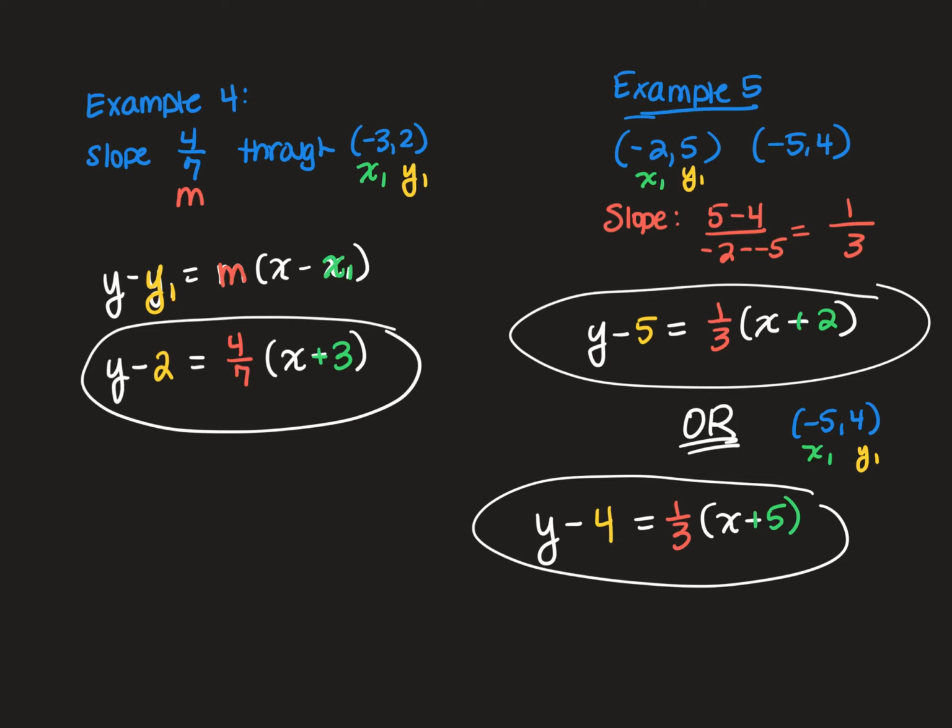For example 4, should be pretty straightforward. Just plug right into the formula since you're given a slope and a point. For example 5, you've got to find the slope first, which becomes 1/3. And then you could have had either of the equations written that I have circled, depending on which point you chose for x1, y1. So if you chose -2, 5 for x1, y1, you would have gotten the first equation I have circled. And if you would have chosen -5, 4 for your x1, y1, you would have gotten the second equation. You might be wondering, hey, those are different equations for the same line. However, if you were to simplify both of those and put both of those equations into slope-intercept form, it would be the same equation.